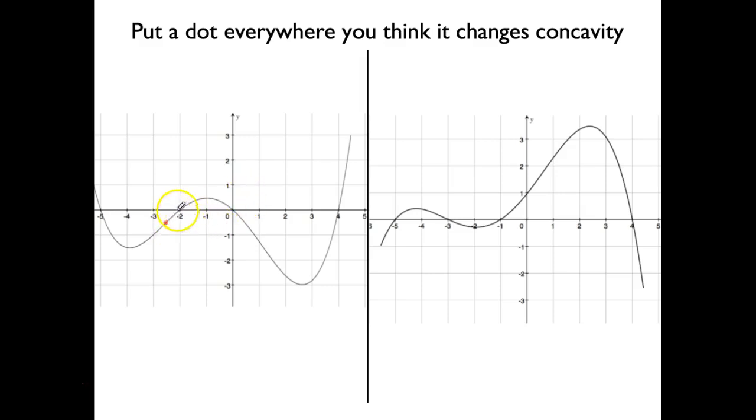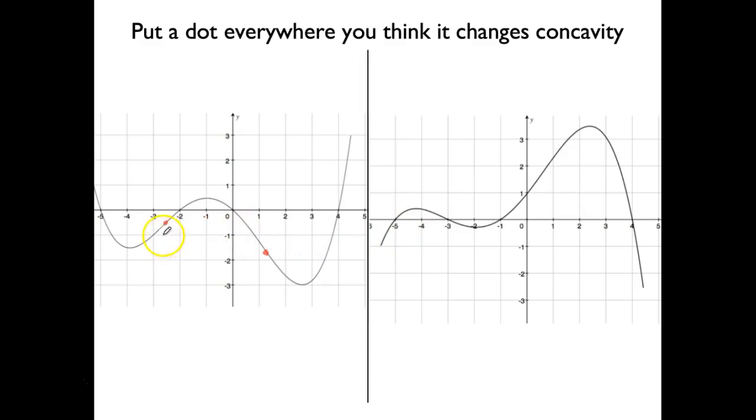Okay, this part is concave down. Looks like it's concave down all the way until maybe around here is where it switches from being concave down to being concave up. So somewhere around 1. This one is somewhere around -2.5. Okay, let's look at this one over here.